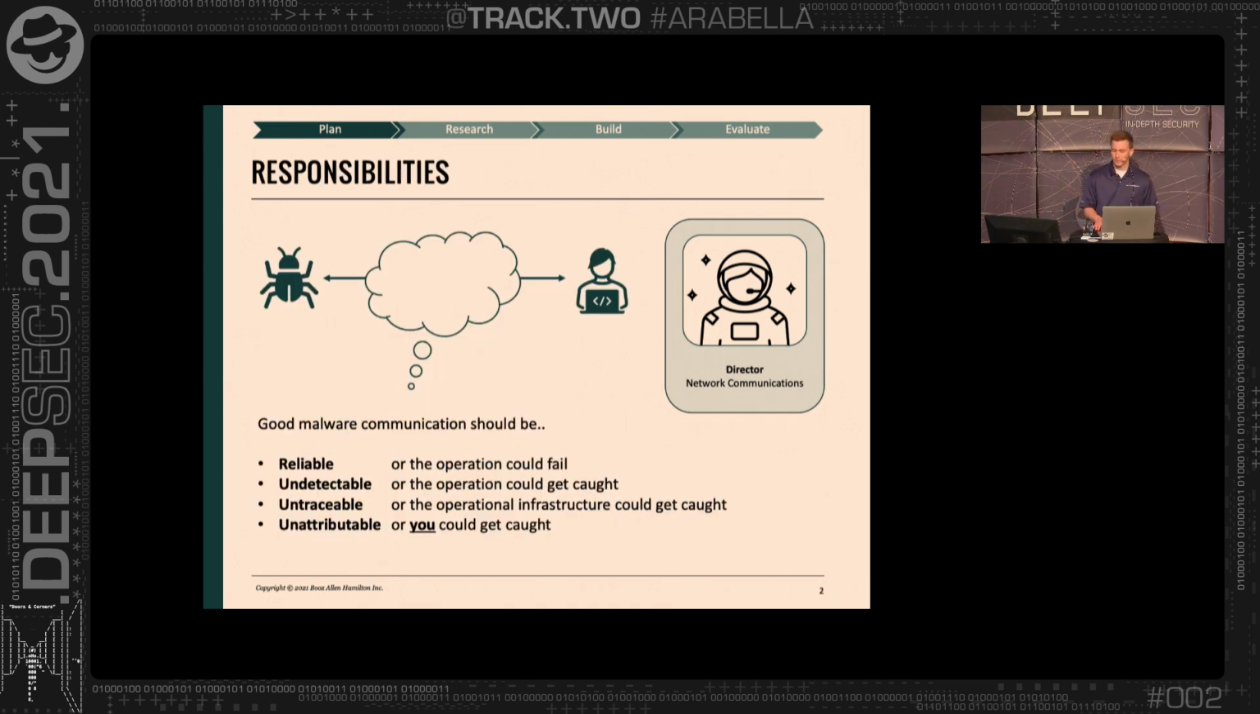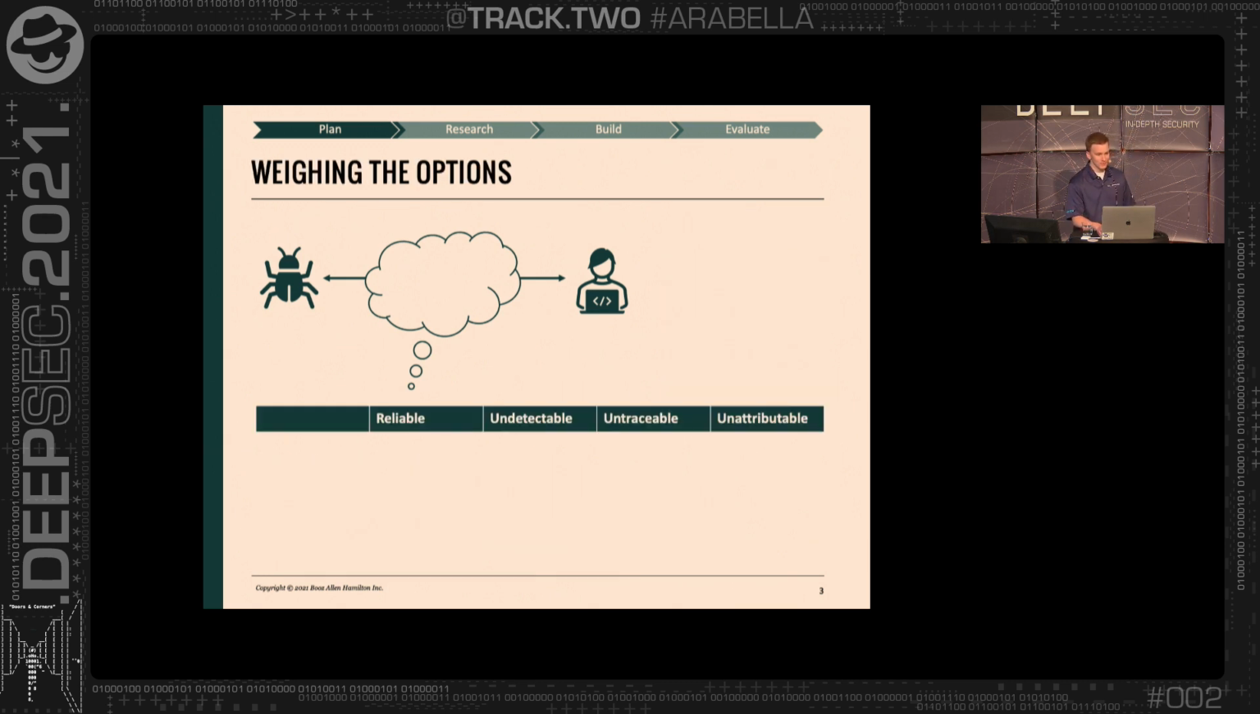So our responsibilities are to make sure that the malware communication is reliable or the operation could fail. But remember, we're a covert organization. So this communication needs to be undetectable or the operation could get caught. It needs to be untraceable or the infrastructure could get caught, stopping future operations. And it needs to be unattributable or we could get caught and lose our freedom. So what are our options?